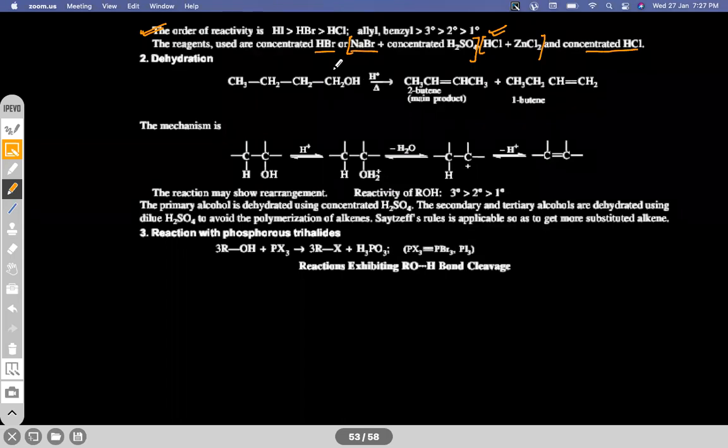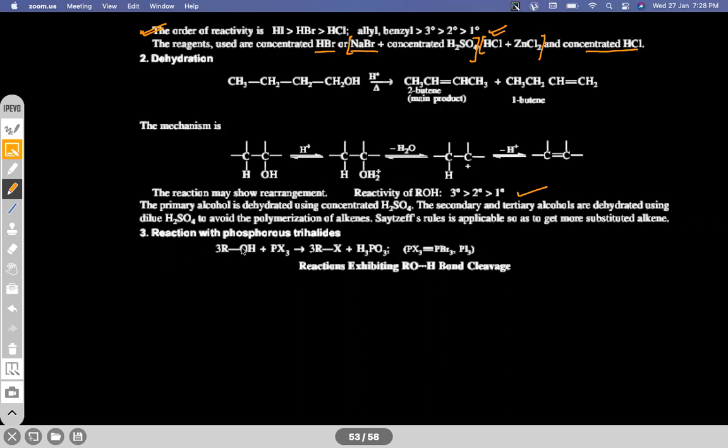If it is E1, then a positive charge forms, and then we have hydride shift and all those. We'll get the most stable carbocation, and then from the adjacent carbon, H plus comes out, leaving its electron pair behind, and we'll get an alkene over here. The mechanism is given down here, and hence it is E1. So the order is 3, 2, and 1. Saytzeff and Hofmann products we can think of.